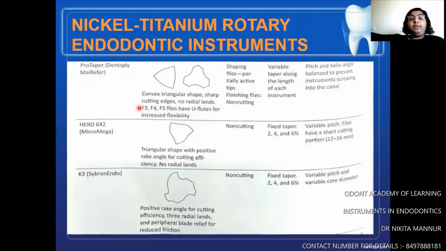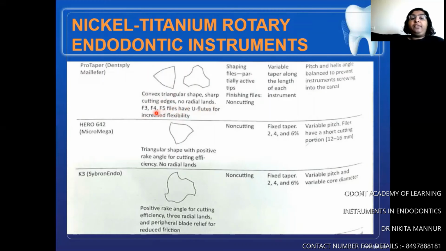Coming to ProTaper, so ProTaper is still the most widely used instrument even as of today, because of its ease of availability and ease of understanding its use. It has a positive rake angle, convex triangular shape, sharp cutting edges, no radial land.